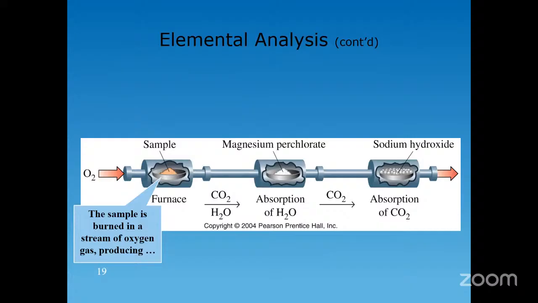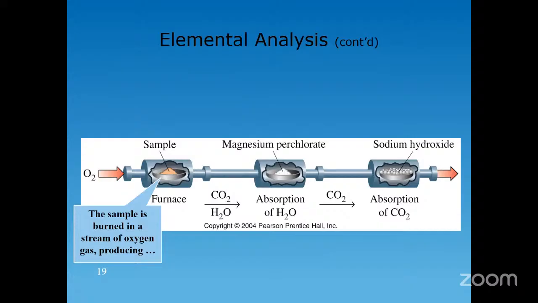So when you heat it, the compound, if it's organic, as I said before, will produce carbon dioxide and water, right? So the carbon dioxide and water will be shunted from the furnace into this compartment, all right? Now, in this compartment, you're going to have a substance which will absorb the water that was produced from the furnace, right?